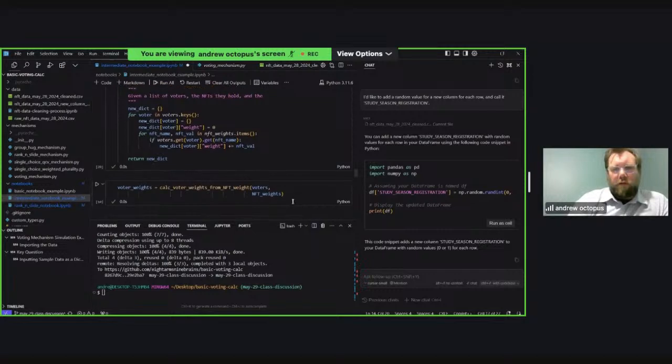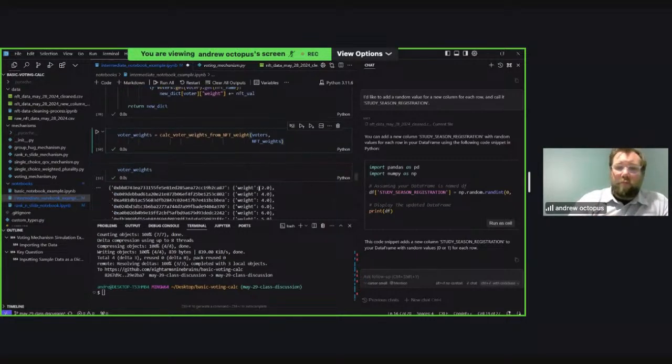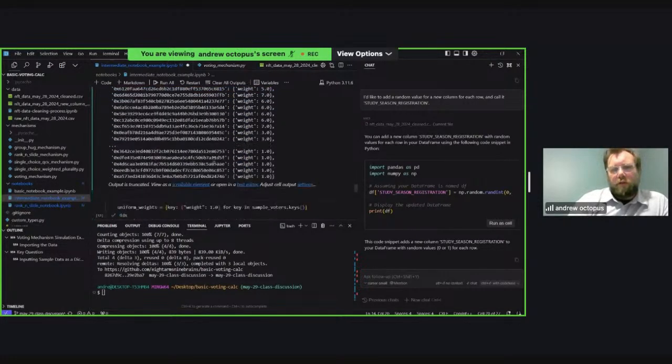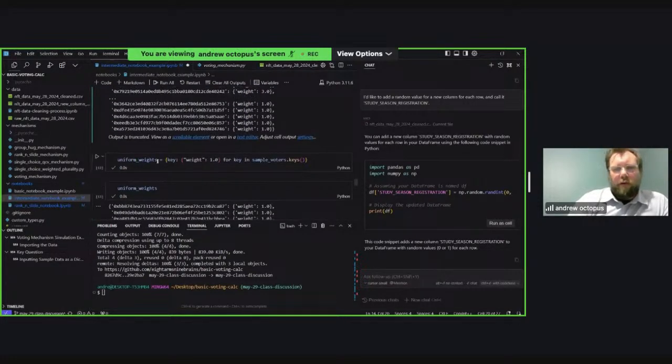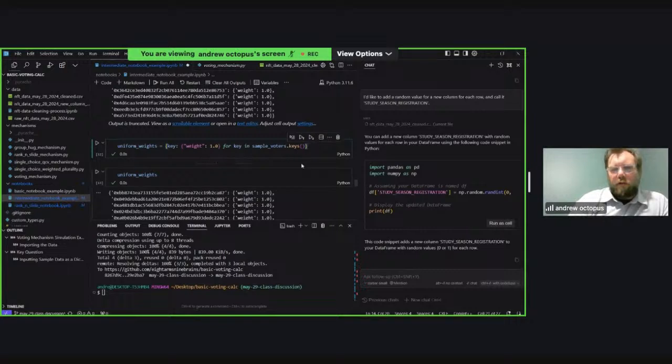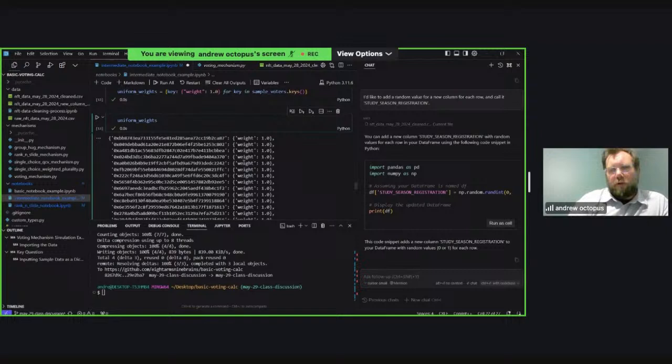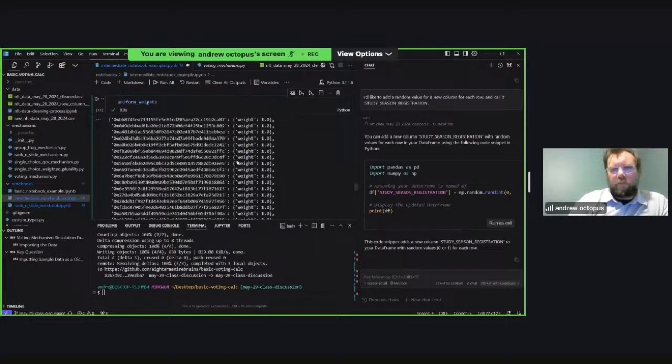And I'm going to create voter weights where each NFT gets 1. And so this is just counting how many NFTs each person has. And then I'm going to create a second weight dictionary called uniform weights, where each key has a weight of 1. And you can see that worked as well, that each voter here just has a weight of 1.